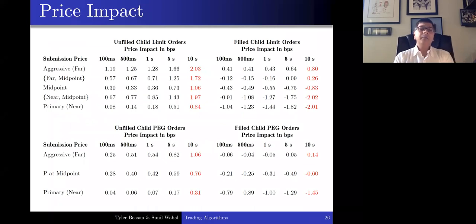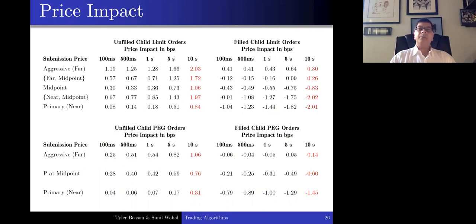Let's take unfilled child orders here. These are unfilled child orders with a submission price that runs the extremes, aggressive, i.e. marketable, versus passive. And these price impact numbers run out to about 10 seconds or so. I'm going to focus on the 10-second numbers simply because of comparability with other papers in the literature, in particular the Burgard-Henderson-Reardon paper I talked about.